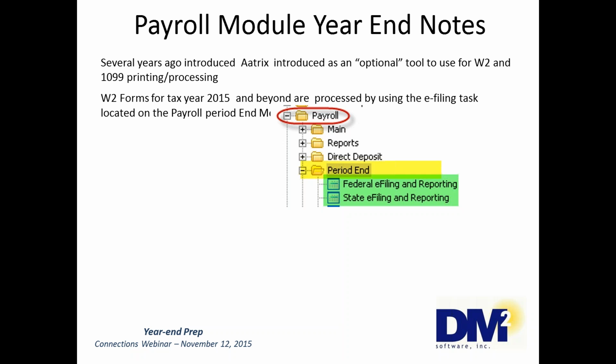By using Atrix, and it's required, you can either print your reports in W-2s, or Atrix has a fee-based service that will do that for you.